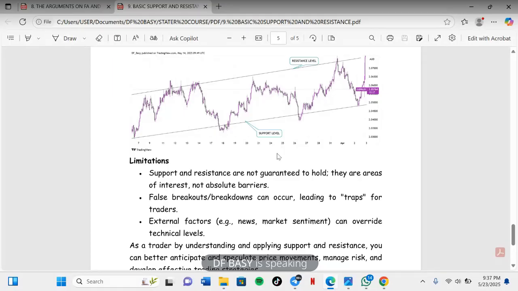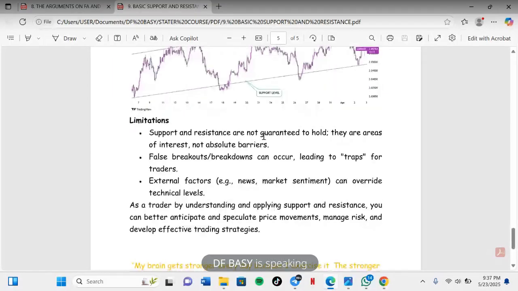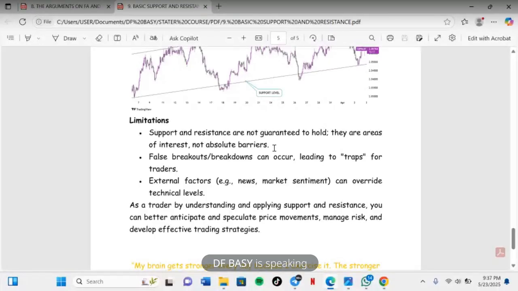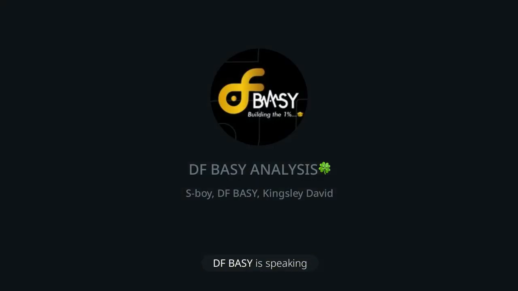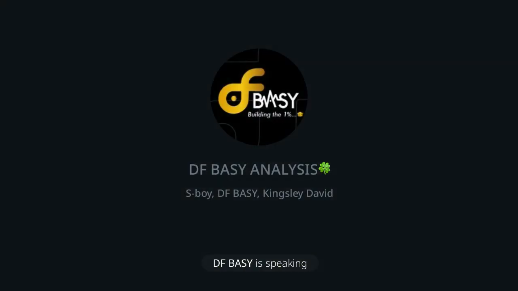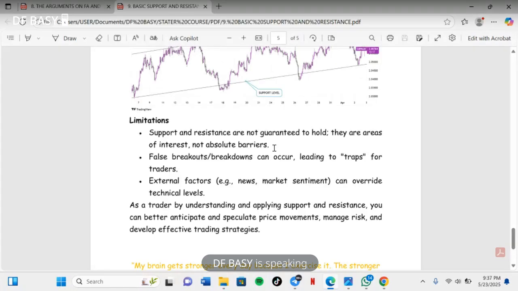So, limitation: support and resistance are not guaranteed to hold. They are areas of interest, not absolute barriers. So they are areas of interest, which means once market comes to this point, you shouldn't be expecting to go all in. You should be waiting for confirmations, whether I should buy. You should use other confluences. That's when, after doing your TA, your FA comes in, fundamental analysis. You do analysis on the economy of the currency you're trading at that point.